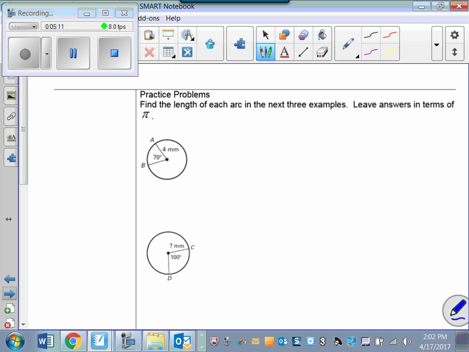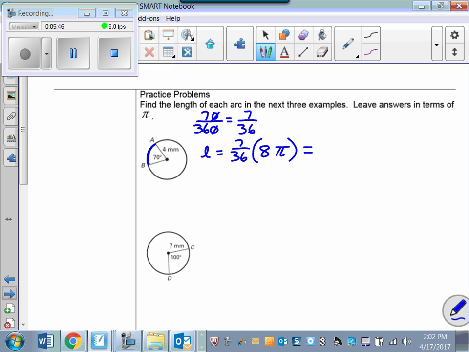All right, so what did we say we want to do first? We want to find out the fraction that this arc makes up. So the fraction is going to be 70 over 360, right? That arc is 70 over 360, which is just 7/36. And so remember, to get the length, I want to do that fraction times the total circumference, which is pi times diameter, which is going to be 8 pi.